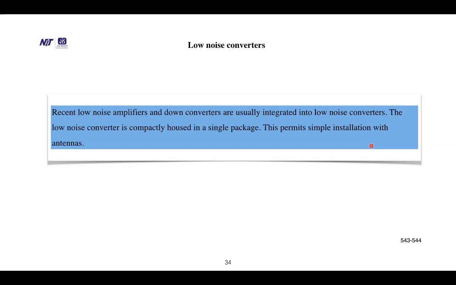Now the 11-12 GHz band low noise amplifier consists of low noise gallium arsenide FETs. The noise temperature of the LNA is 80 to 180 Kelvin depending on the earth station G/T ratio. Hybrid technology is also used. Now the simple installation: the low noise converter is completely housed in a single package. This permits it to be installed within a very small and compact space.